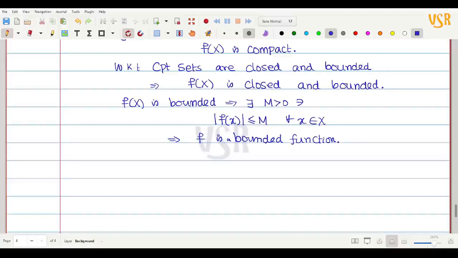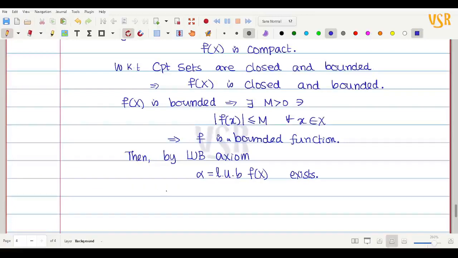Okay, by the LUB axiom, the least upper bound of this f of capital X exists. It will definitely exist. And note that we can write least upper bound or supremum. So let me call it alpha. Let alpha equal the least upper bound of f of X.